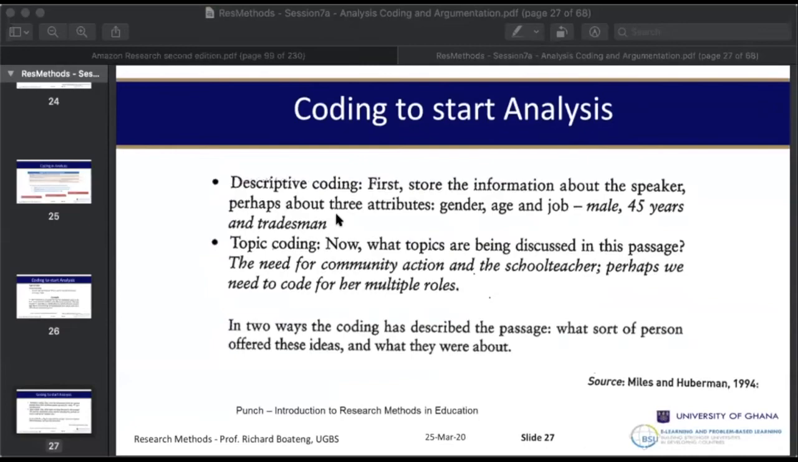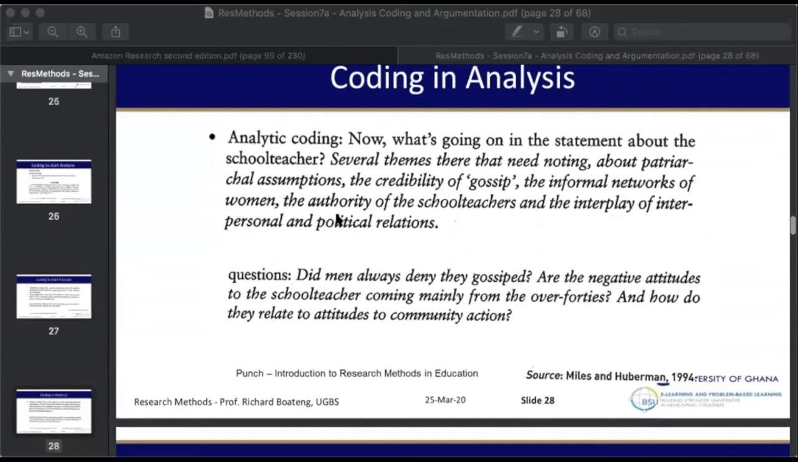So for the next thing, in analytical coding, we are on the inferential code. So we have done the topical code and the descriptive code. So now we move to the analytical code. What is going on in the statement? What is being communicated? There are several things worth noting. And this is one of the reasons why you have to be very careful that you keep an eye on your research question or your research purpose. There are several things worth noting about patriarchal assumptions, which I mentioned, the credibility of gossip, the informal networks of women, the authority of school teachers, and the interplay of interpersonal and political relations.